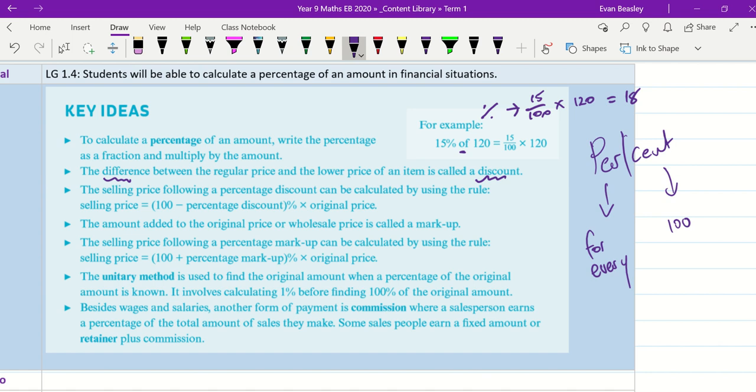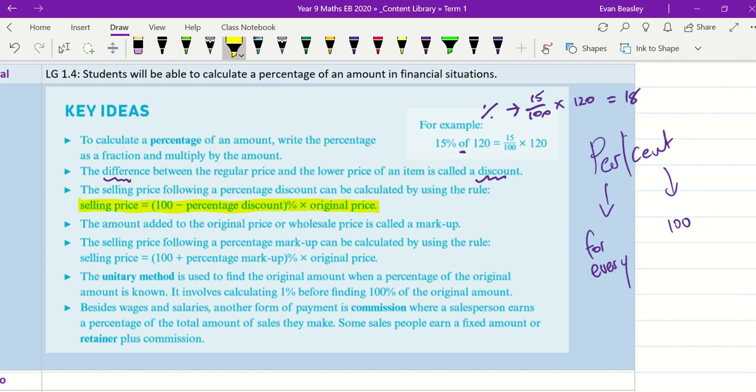Now the selling price following a percentage discount can be calculated by using the rule. This rule is the selling price equals 100, take away that percentage discount, multiplied by the original price. Now that's purple, that's a bit hard to see. Let's try yellow. There we go.